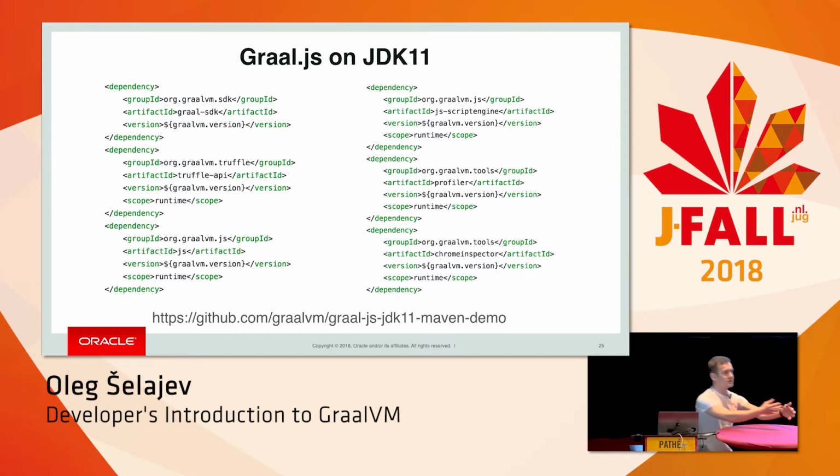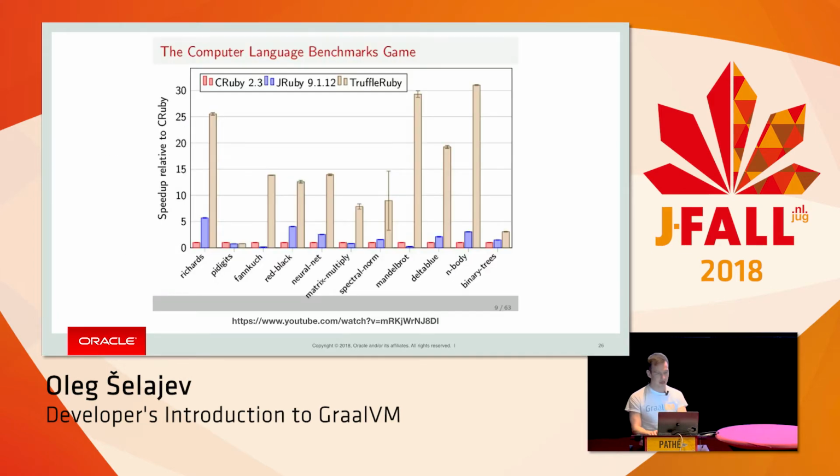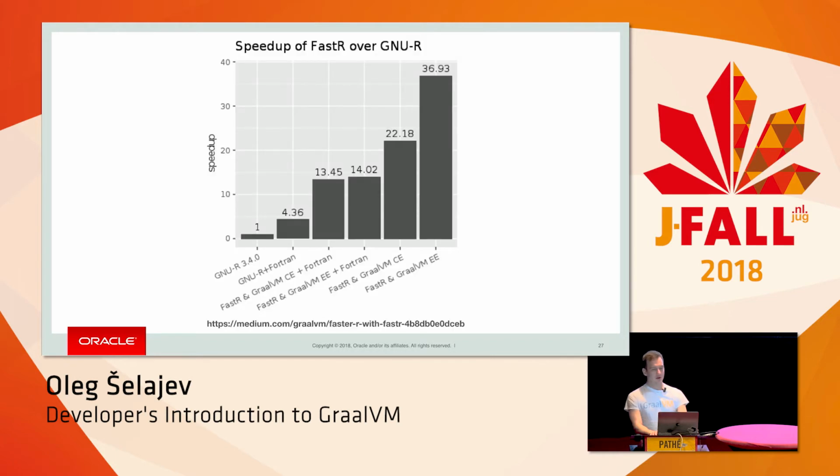You can use GraalJS modules on the stock JDK 11. You just need a bunch of dependencies, and you just need a bunch of command flags to enable the JVM compiler, and it will run fast on the JDK 11 as well. Stock JDK 11 with just a bunch of jar files. This is one of the benefits and cool things about writing Java applications. You can distribute them as jar files. Fantastic. Ruby is fast. R is fast.